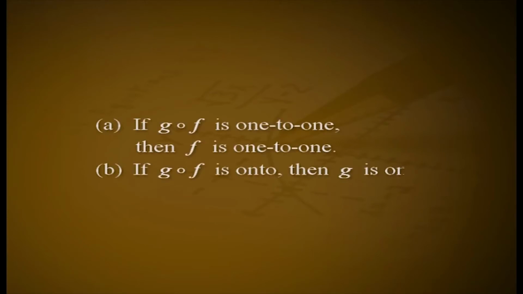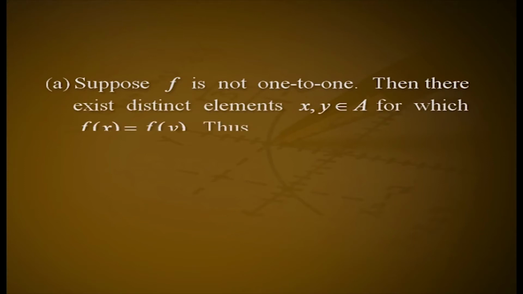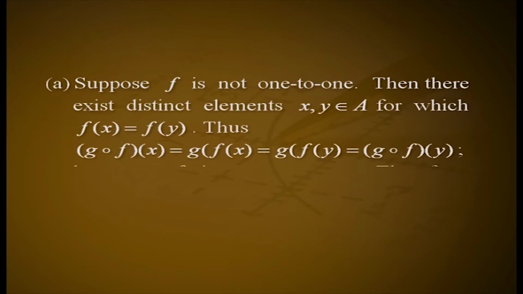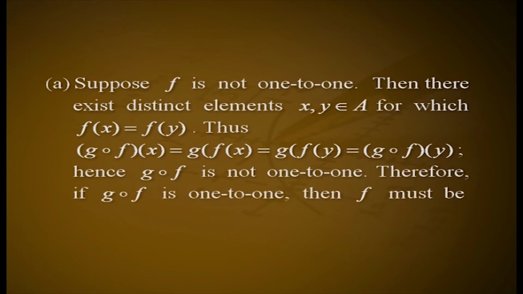Example 14. Consider the functions f from A to B and g from B to C. Prove the following. If g∘f is 1-1, then f is 1-1. If g∘f is onto, then g is onto. Solution. If f is not 1-1, then there exist distinct elements x and y belonging to A for which f(x) = f(y). Thus, (g∘f)(x) = g(f(x)) = g(f(y)) = (g∘f)(y). Hence, g∘f is not 1-1. Therefore, if g∘f is 1-1, then f must be 1-1.